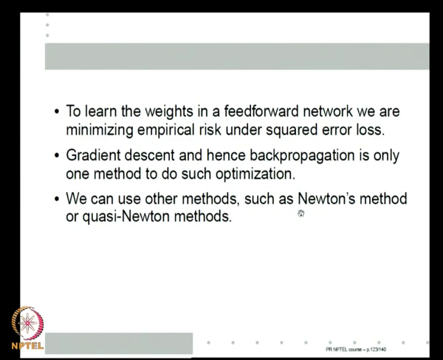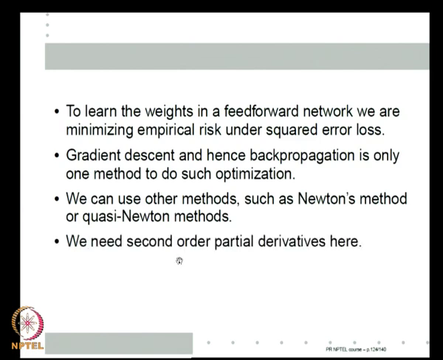There can be other methods for the same objective function. I can use many other methods for minimization. For example, I can use Newton's method, I can do any of the quasi-Newton methods such as Powell's method or BFGS and so on. Right. There are many Newton or quasi-Newton methods. All of them need second order partial derivatives.